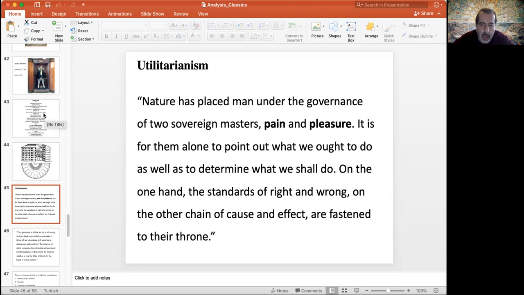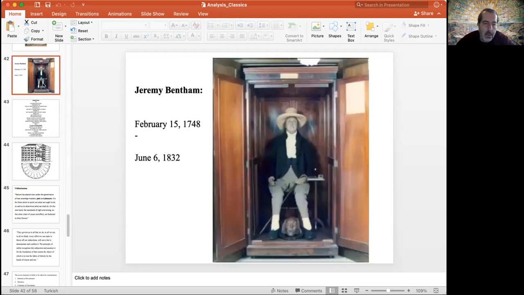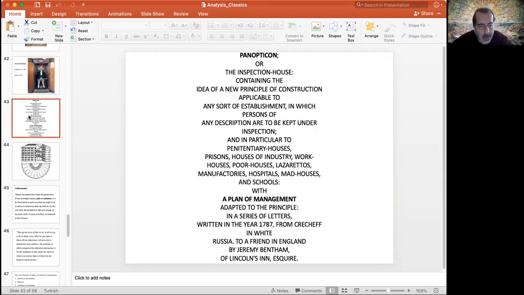And after he died, his will was about placing his body into this auto-icon. This is his body, actually. This was his real head. It went missing sometimes, so a new one was made from wax, basically, and it is still there. If you want to go to University College London, you can see it. I'm not sure you can see it, but this is the idea.